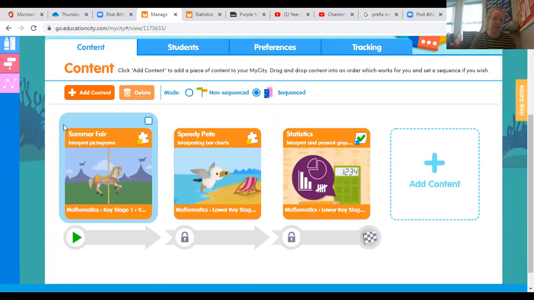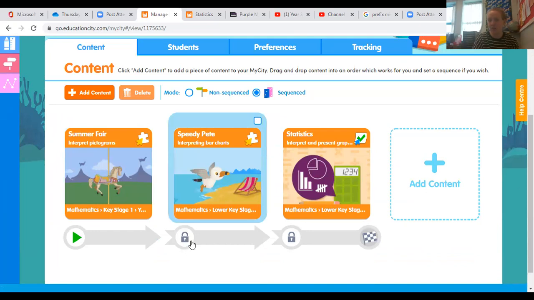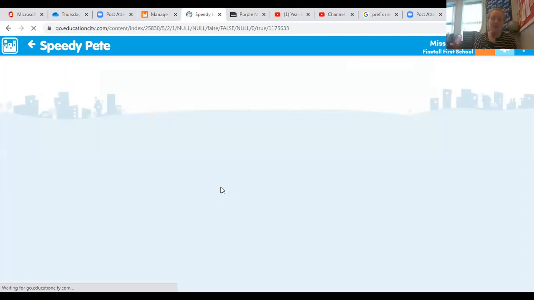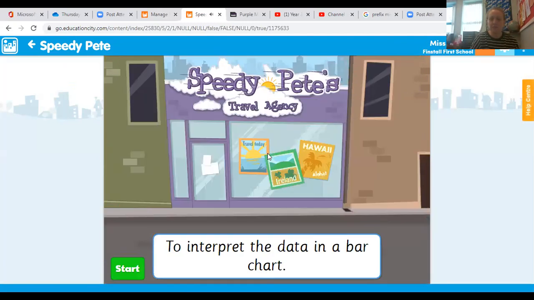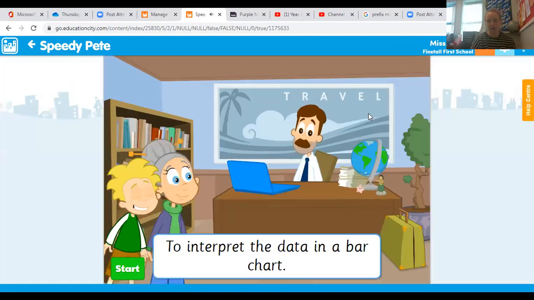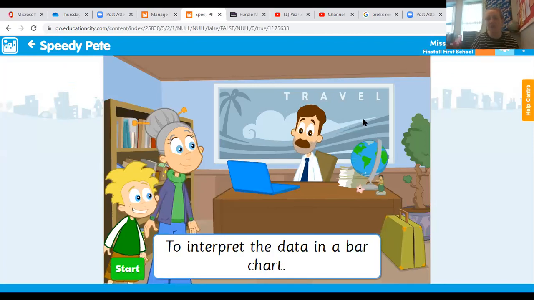You should be able to access that. And you have already completed the summer fair, which is your pictogram work. And if you scored 80% now, this bit should be unlocked. So once you've finished your worksheet, come on to Speedy Pete and have a go at Speedy Pete. Now, Speedy Pete will go through bar charts a bit with you, and then there's some questions for you to answer on bar charts. I think there are about 9 questions. And remember that we are checking your scores on this. And again, you've got to get 80% to open up the next part of our Education City activities we've set you. So when you press start, there'll be some information and then some questions for you to answer. So that's one little thing to do after you've done your worksheet.